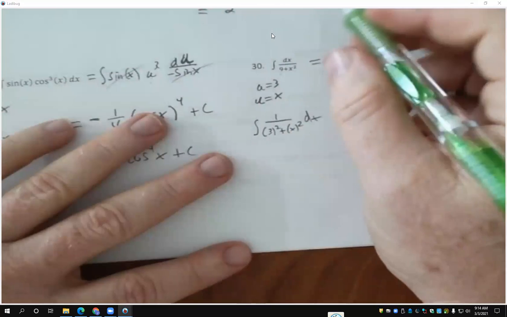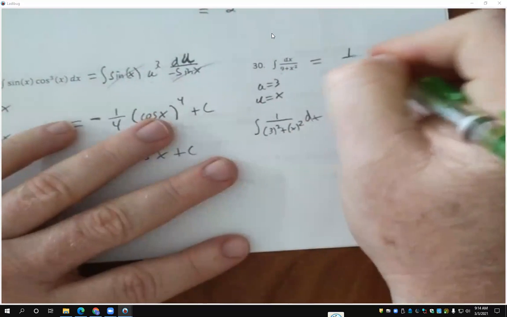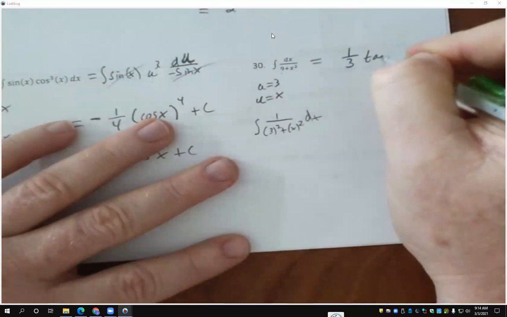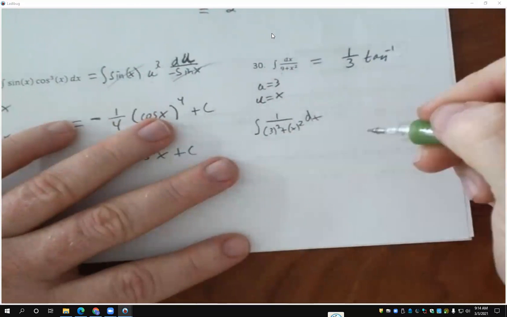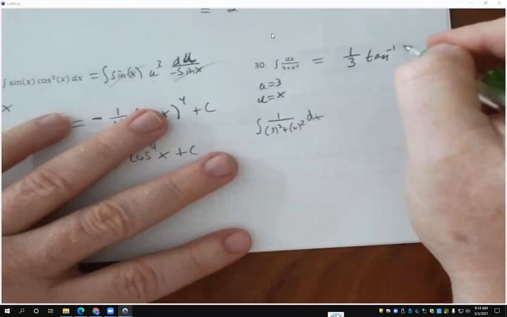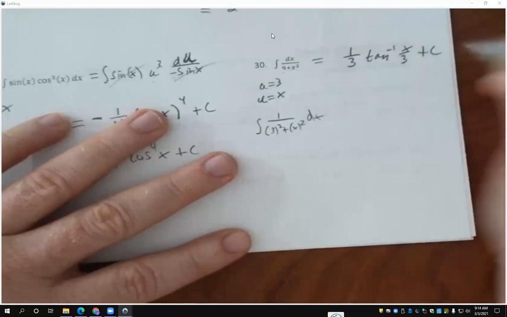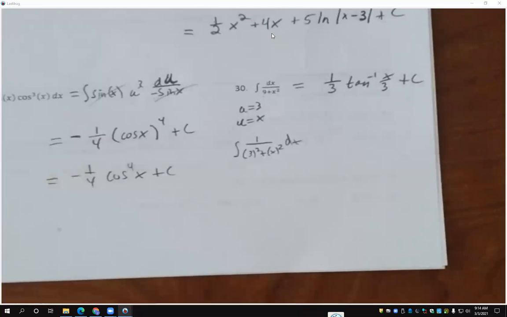Okay, so it's 1 over a, arctan or inverse tan, u over a plus c. So it's really just recognizing you're in an inverse trig form. Then it's recognizing what a and u are, and then it's memorized from there. Okay.